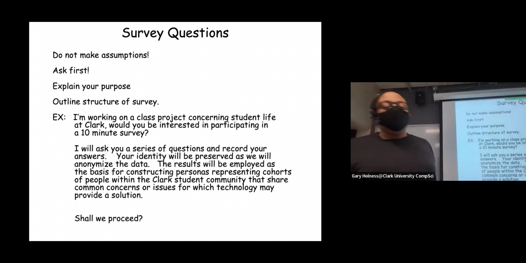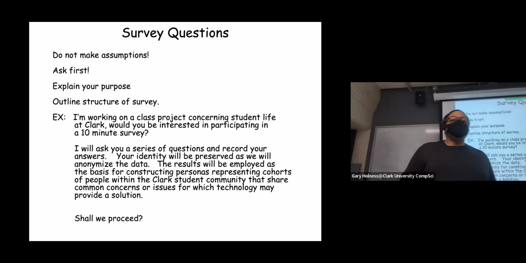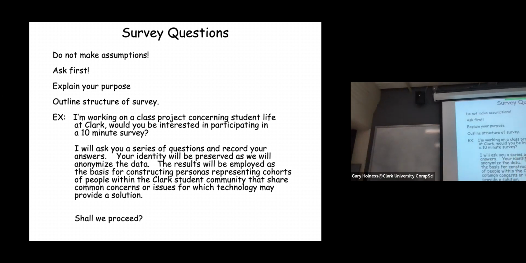And so you might say, working on a class project concerning student life, would you be interested in participating in a 10-minute survey? And so if it's a 5-minute survey, it really has to be a 5-minute survey. If it's a 10-minute survey, it really has to be a 10-minute survey. Now, if you're giving a reward for their participation, you actually have to give that reward for their participation and not rescind it should they choose to opt out during the survey. Okay. Now, I'm not advocating you give rewards. That can get expensive depending on what the reward is. But these are just general considerations if you were doing this, quote unquote, in the wild, in the real world. Okay. And so then you explain what you're going to be doing.